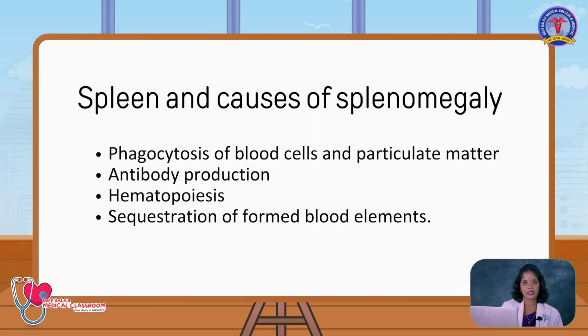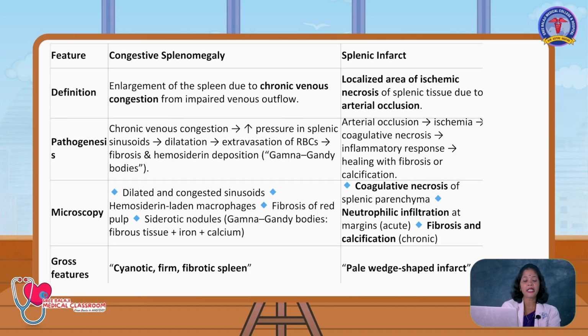So the final topic is the spleen and causes of splenomegaly. The functions of the spleen are, first, phagocytosis of the blood cells, that is eating up the aged cells; second, antibody production; and third, hematopoiesis and sequestration of the formed blood elements. There are many classifications for splenomegaly. The broad classifications are infectious causes, congestive states related to portal hypertension, lymphohematogenous disorders, immunological inflammatory conditions, storage disorders and miscellaneous disorders.